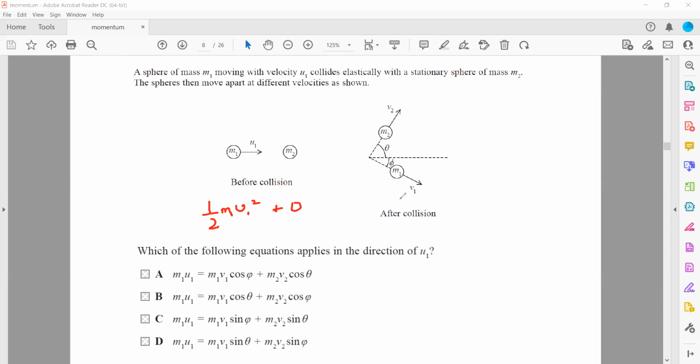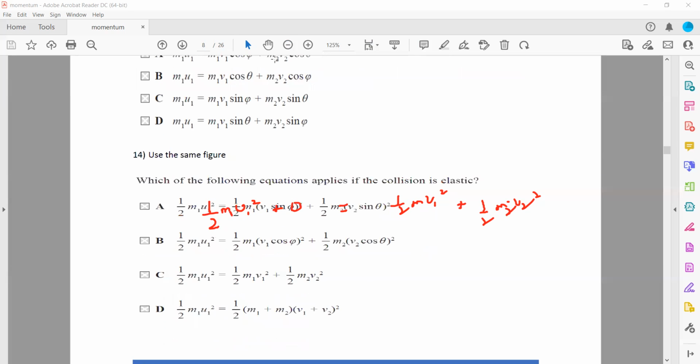What about the kinetic energy after? It will be half m1 v1 squared plus half m2 v2 squared. Because when we are talking about kinetic energy, it's a scalar quantity, so we just need the mass and the velocity. We don't have to bother about which direction the particle recoils or deviates after the collision. So this one matches with option C. So C will be the right answer.